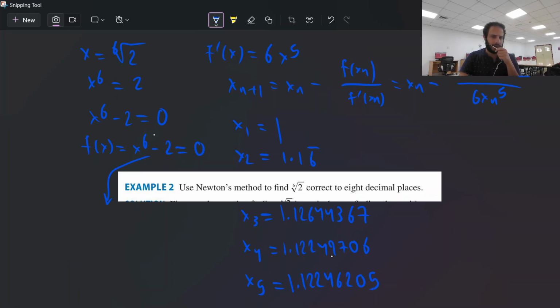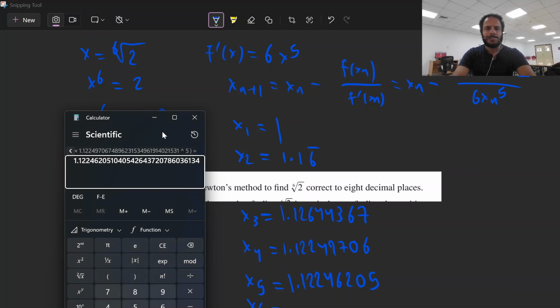Now we know this is correct up to here, right? 1, 2, 2, 4. Let's find x6 now. x6 equals, now Ctrl+C, Ctrl+V minus, open parentheses, Ctrl+V to the power 6 minus 2, close it, then divide, open parentheses, 6 times Ctrl+V to the power 5, close it, and you get this.